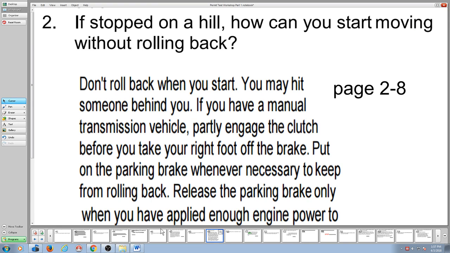More than likely, if you're in an automatic, you're not going to roll back when you start up anyway, because you already have torque going in the direction that you're trying to go. So that's mainly an issue for a manual transmission vehicle. But yeah, that's how you do it. Come about halfway off the clutch. That should start to engage the engine. Then you can come off the brake and you'll start moving forward.